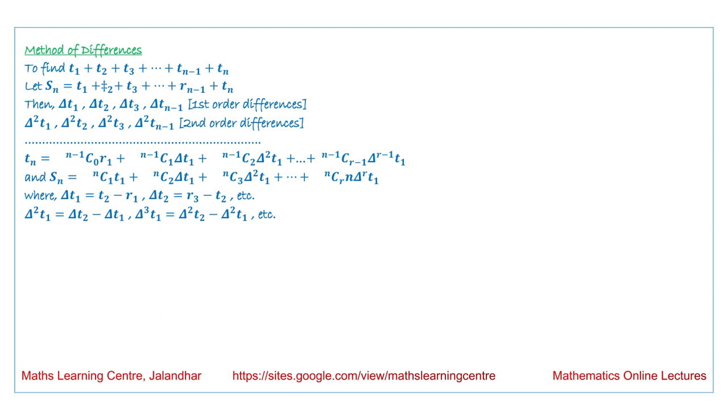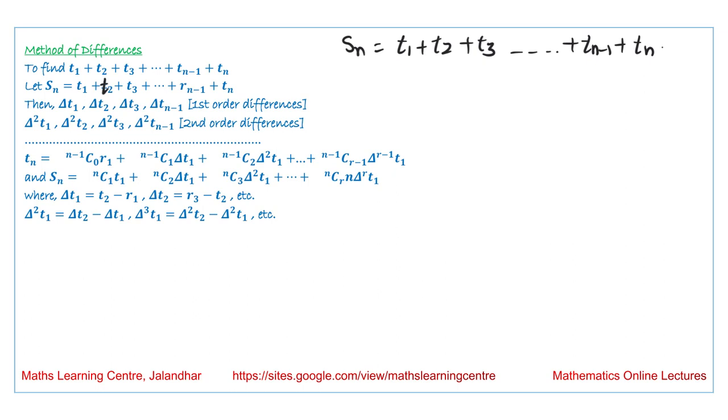Next we have the method of differences. Suppose we have a series given, and the terms are T1 plus T2 plus T3 and so on up to Tn minus 1 plus Tn. Now we write Sn is equal to this sum.